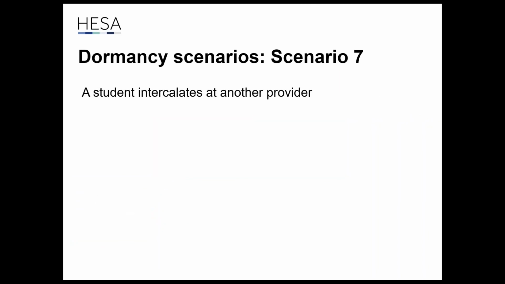Final scenario then is a student intercalating at another provider. I've mentioned already that that is one of the statuses recorded in the session status entity, and that applies only to where the student intercalates elsewhere, so at a different provider. We would not expect providers to use this where the student is intercalating at the same provider. So in this scenario, the student completes one student course session as expected, and the provider knows that for their next year, they're going to be intercalating elsewhere.